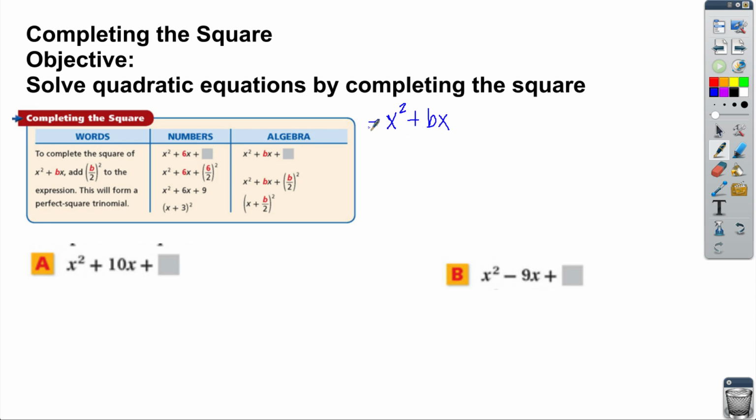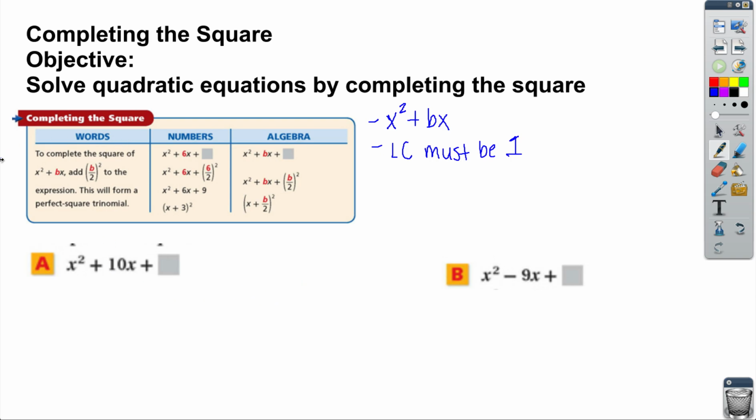In addition to that, the leading coefficient must be 1. The reason it should be 1 is because if it were other than 1, you'll have to divide the entire equation, every single term, by the leading coefficient until it becomes a 1. So for now, let's go through the process of completing the square.